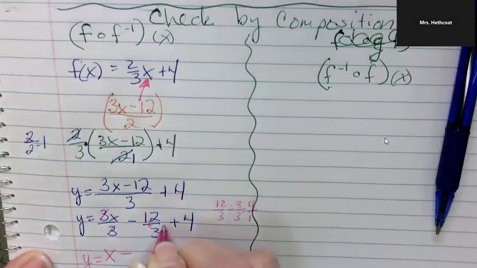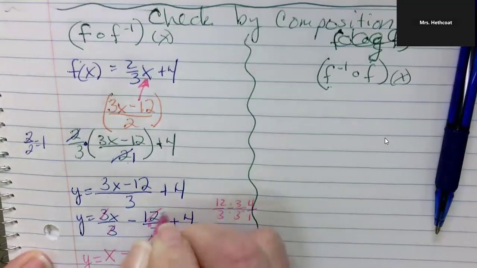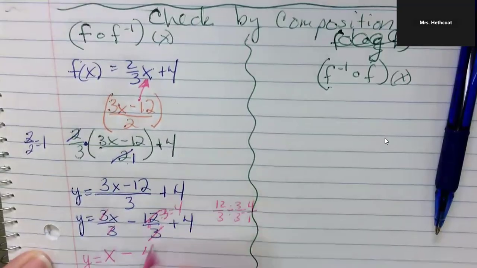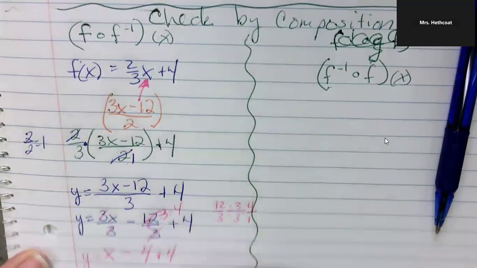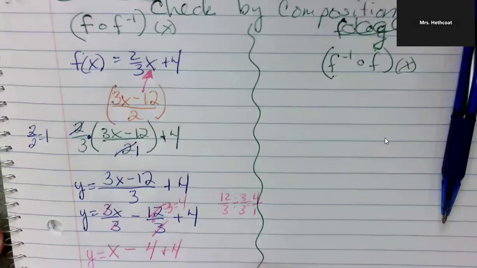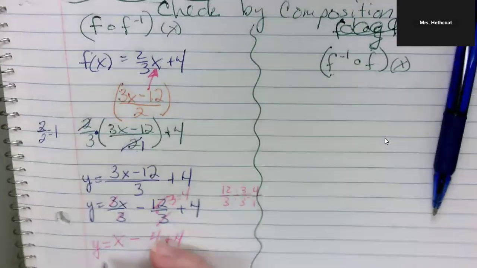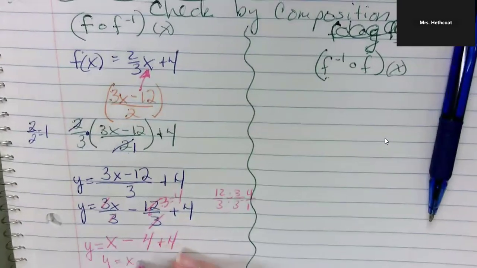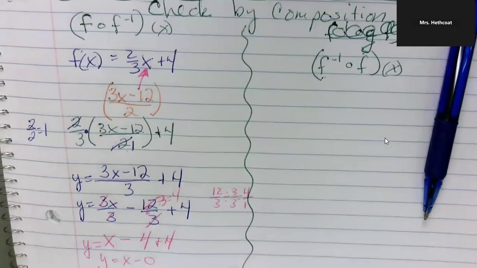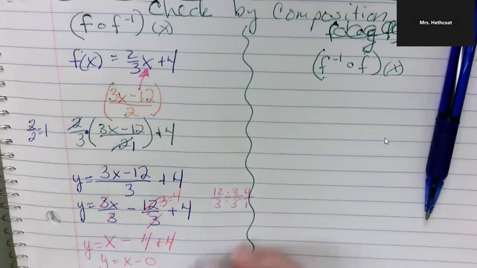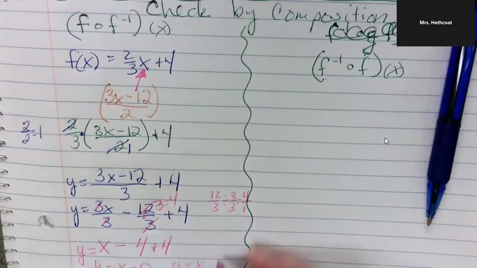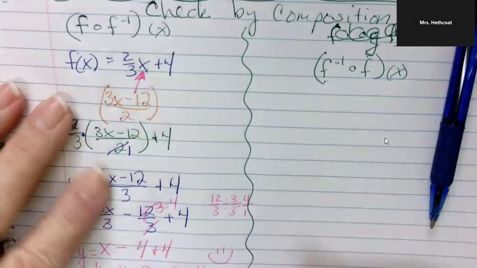So 3 goes into 3 once, 3 goes into 12 4 times. We get minus 4 plus 4. So then we get y equals x minus 0. So y equals x. Yay, exactly what we needed.